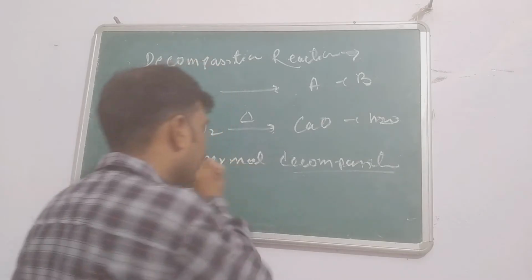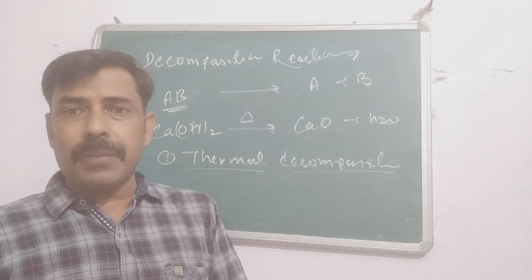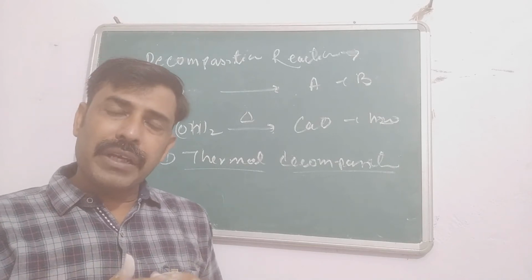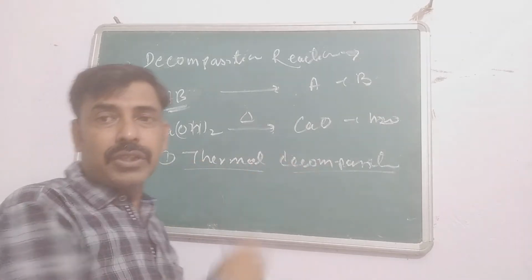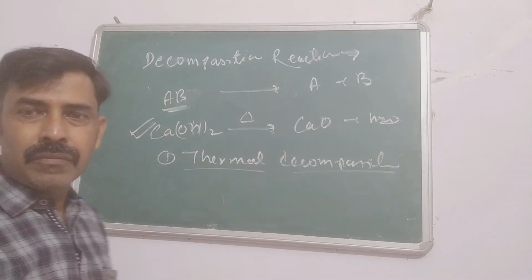Therm means heat, and thermal decomposition means the decomposition is taking place due to heat. अगर हीट की वजह से बॉन्ड ब्रेकिंग हो रही है, that is called the thermal decomposition. Then the first type of decomposition is the thermal decomposition, and the best example is already given here.